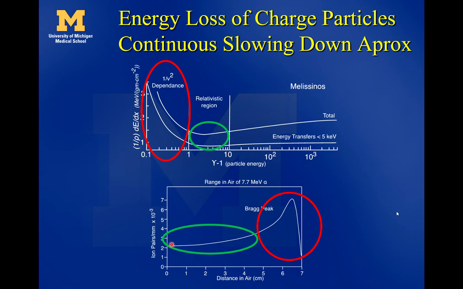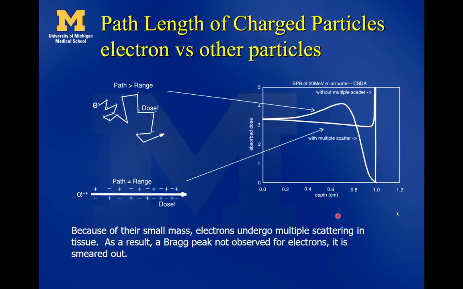Particles that come in will start losing energy, kind of constant, but then as they get into this lower energy area, their energy loss skyrockets. You get this big burst of energy lost right at the end, and then it plummets. So that's how protons and electrons and other charged particles lose their energy as they enter into a patient.